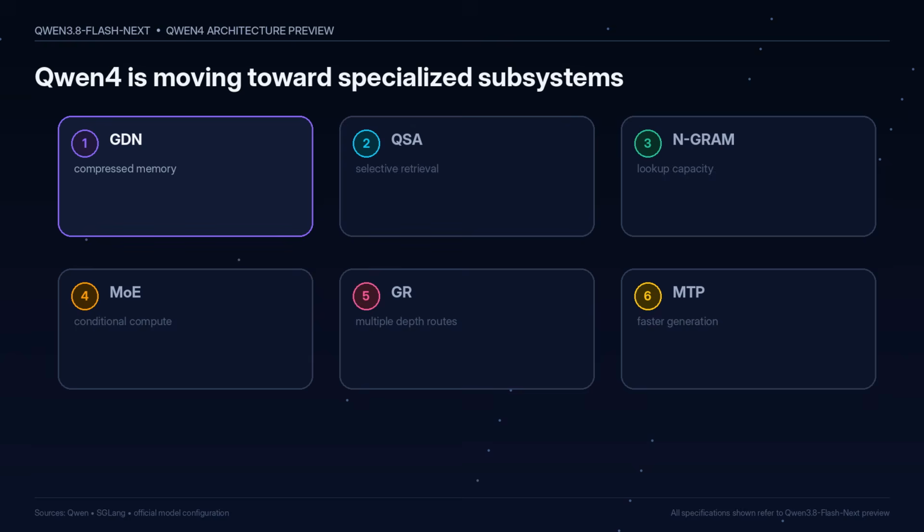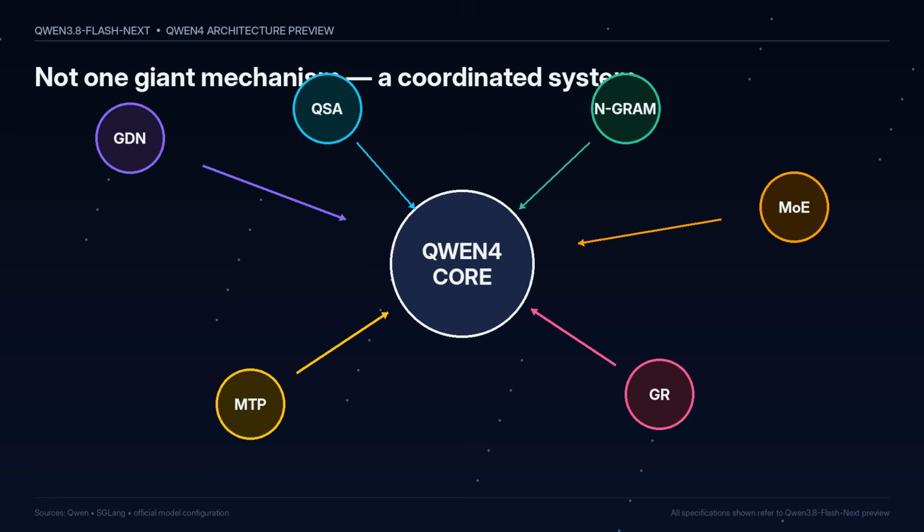Gated DeltaNet acts as compressed memory. Qwen sparse attention becomes selective retrieval. N-gram embeddings provide enormous cheap lookup capacity. Mixture of experts provides conditional computational capacity. Gated residual gives information multiple routes through the depth of the network. And MTP turns extra prediction capability into faster generation. This is becoming less like one gigantic neural network doing everything in the same way, and more like several specialized memory and compute systems working together.